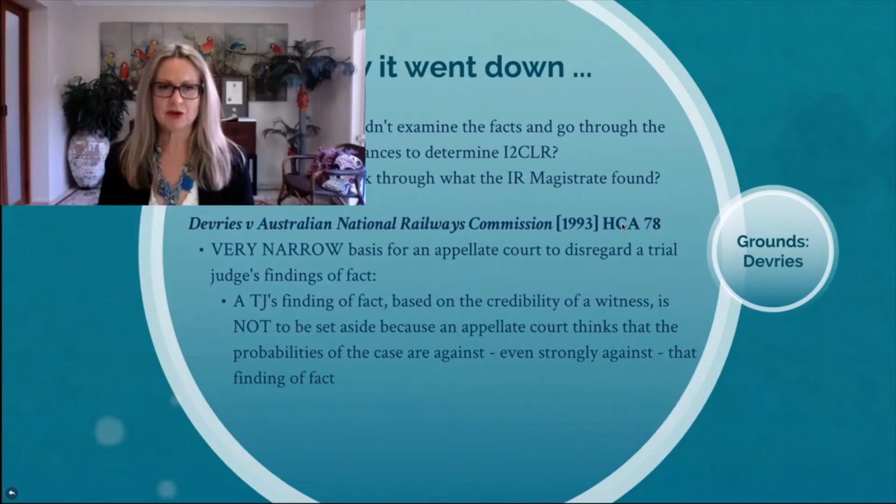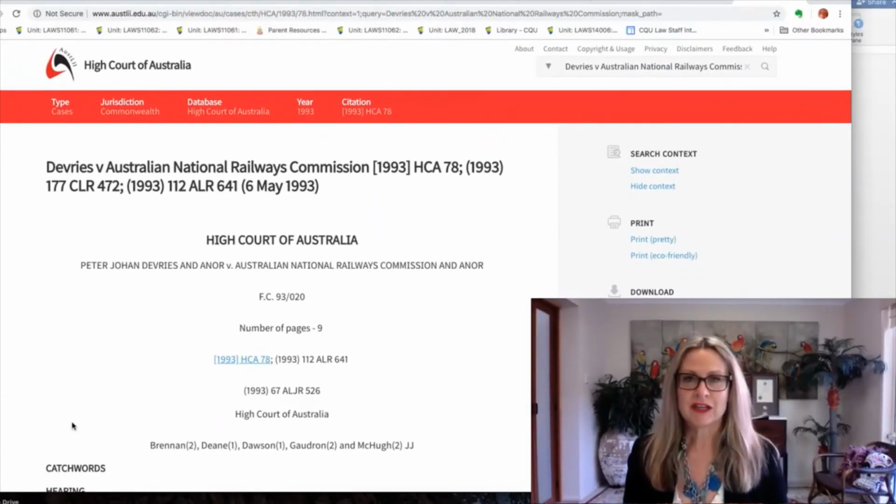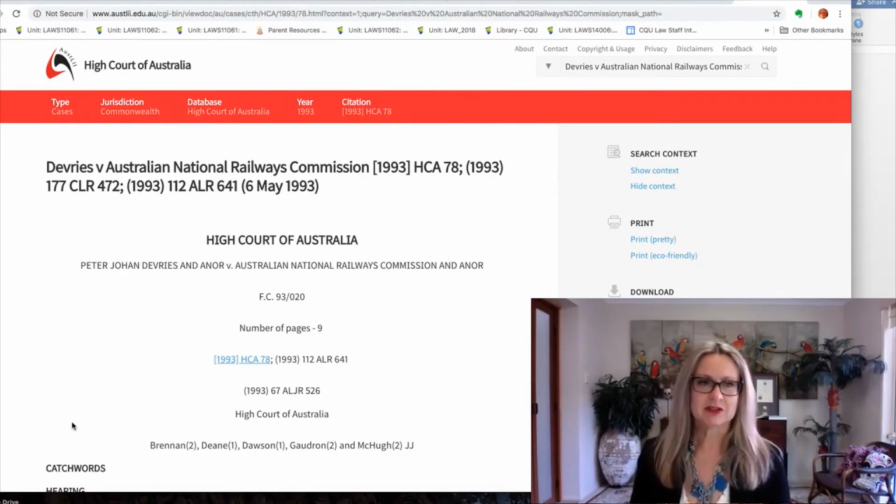As you can see there, a trial judge's finding of fact based on the credibility of a witness is not to be set aside because an appellate court thinks that the probabilities of the case are against or even strongly against that finding of fact. And why is that the case? Why is this so? Why is a trial judge's findings of fact so sacrosanct? If you go and have a look at the De Vries case, okay, so here's something I prepared earlier. This is the De Vries case.